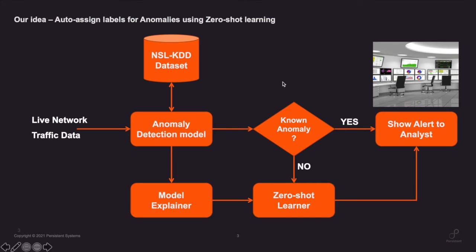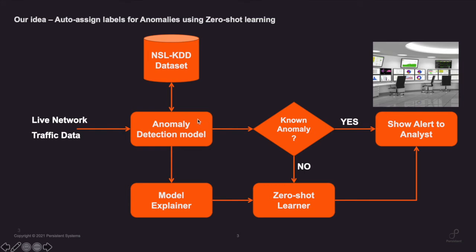So the way we see this system in production is as live network data comes in, our anomaly detection model works on this data. In this particular example that I'll show, all the code that we have developed is available as a Colab notebook on Google Colab. So it's 100% reproducible. You can directly, without having to download anything, log on to Google Colab with your account and run the code and reproduce these results.